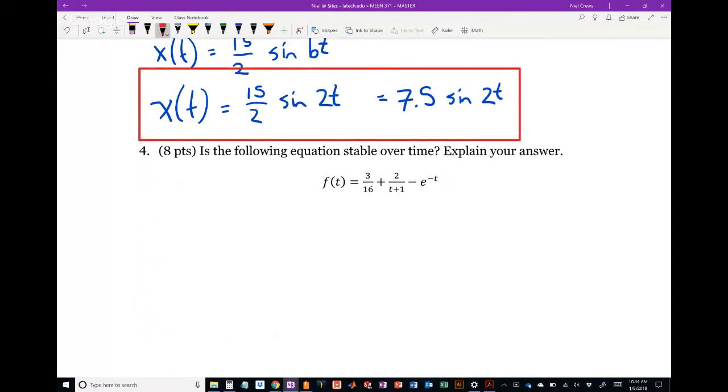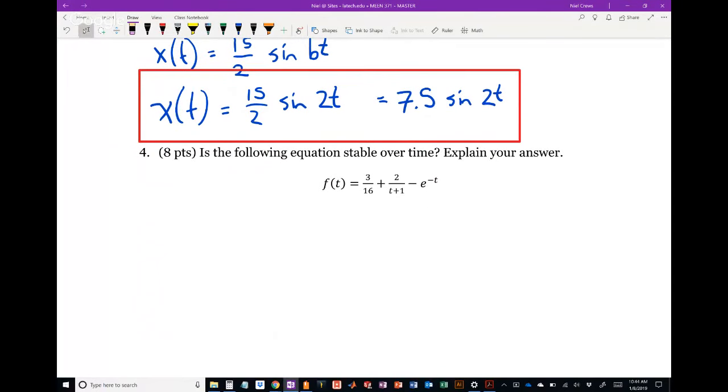All right. Here we go, number 4. Is this stable over time? Okay, so what we're looking at is, as time goes on, does this function f of t grow out of control, or does it settle down? And so we'll take a look at these. So 3 over 16 is steady. Okay. 2 over t plus 1.